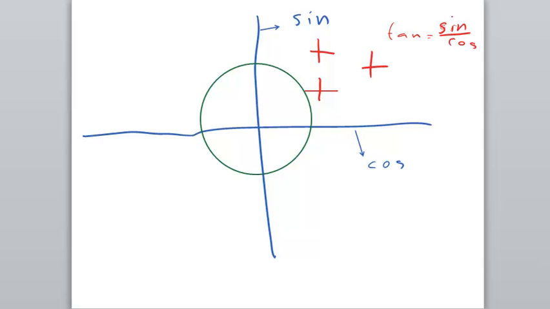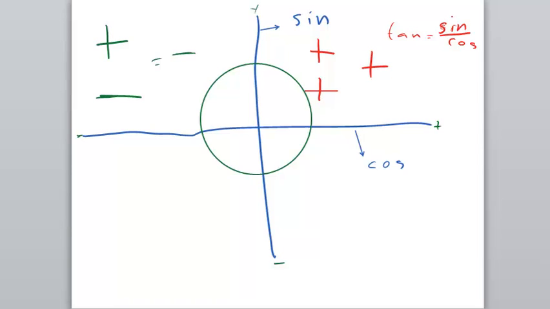Let's come here. In here, the sine is on top, so this is positive, this is negative, this is negative, this is positive. So in here, sine is positive, but cos is negative because it's on the negative side. So positive over negative is equal to negative. So tangent will be negative.